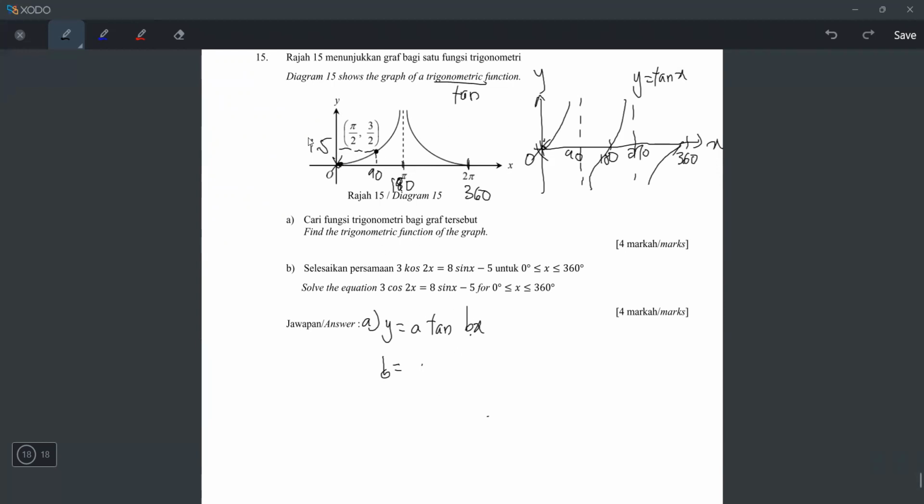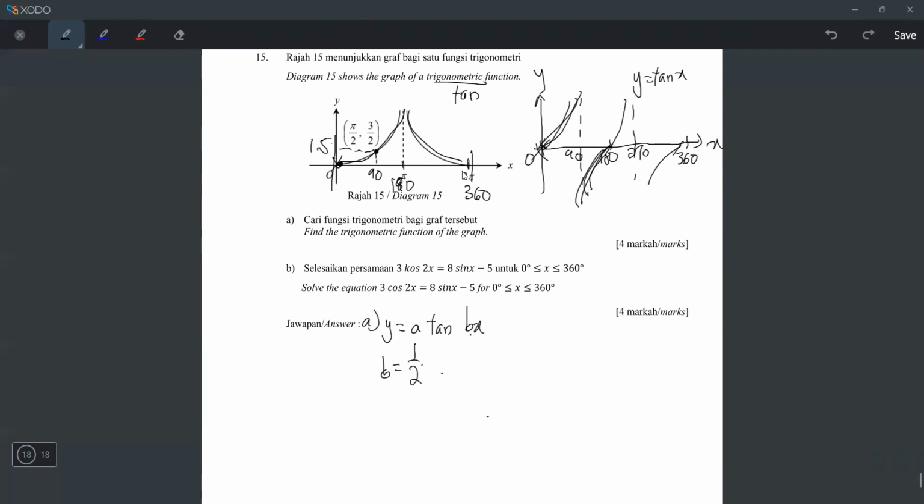So what is b now? What is the number of cycle in 360? So from 0 to 360, it's like this and then like this. So it's not one graph, it's only half of the graph. Can you see? It's half of the graph. So the b must be 1 over 2. Because it means that in 360 there is only half of the tangent graph. So that's why the b is 1 over 2.